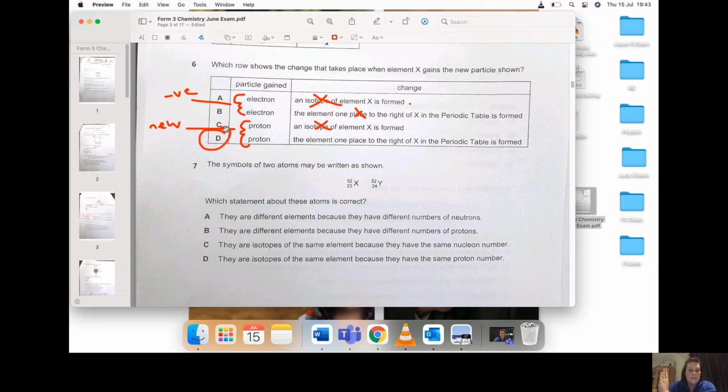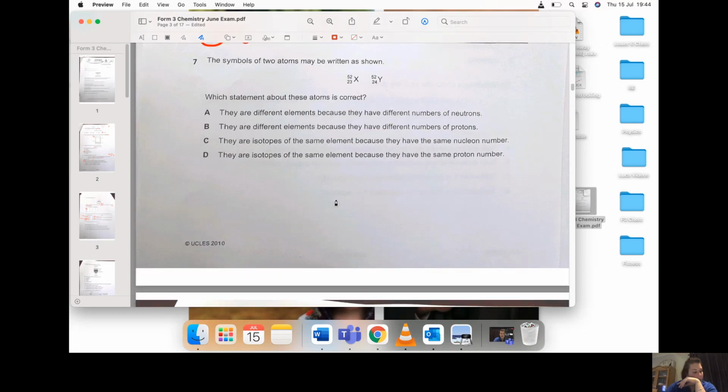If I gain a proton, the element one place to the right of X is formed. That is correct. I have carbon 12. If I gain one more proton, that makes me 13 protons. That means I move to the right in my periodic table. So this one had to require some thought, and you had to figure out, what am I forming when I gain an electron? What am I forming when I gain a proton?